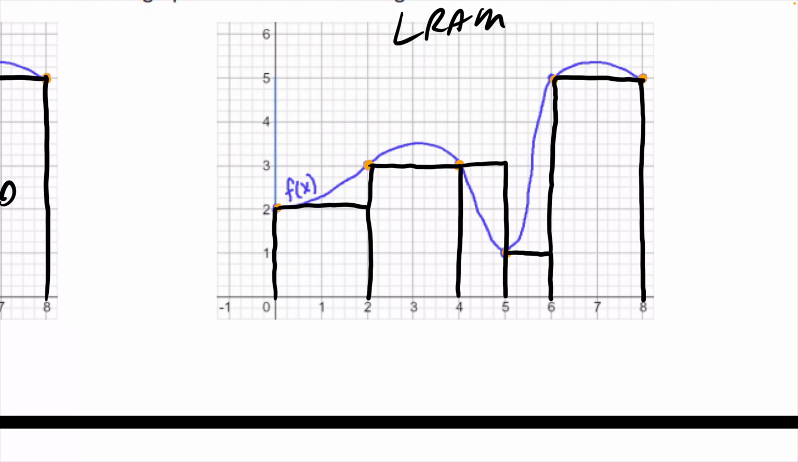So we get a 2 by 2. We get a 2 by 3. We get a 1 by 3. We get a 1 by 1. And we get a 2 by 5. So 10 plus 10, 24. Plus 4.